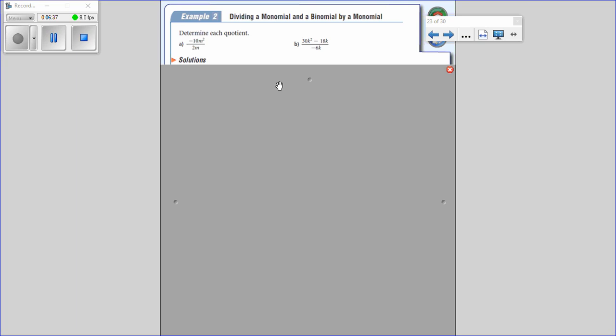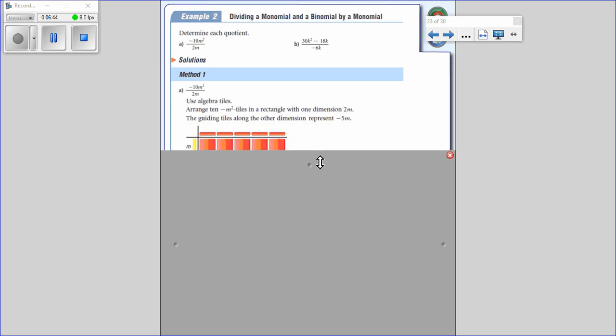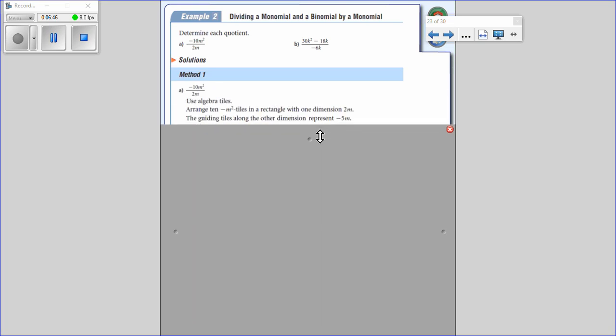Okay, so for quotient, same idea. We're just talking about dividing instead of multiplying. Let's look and see what you'll do with the algebra tiles here. If we're starting with negative 10m squared, what's that mean? So we have 10 m squared tiles, and they're negatives, so they're going to be those red ones. So we have 10 of those red squares.